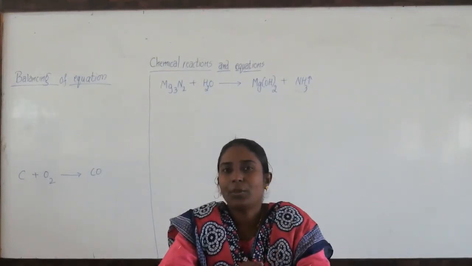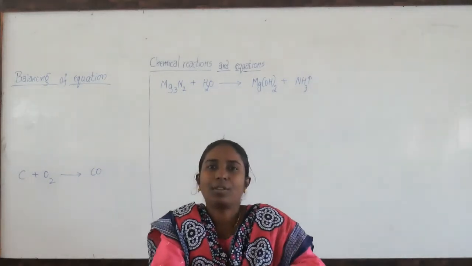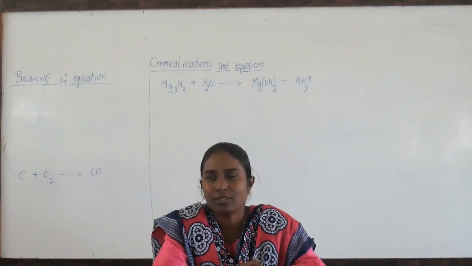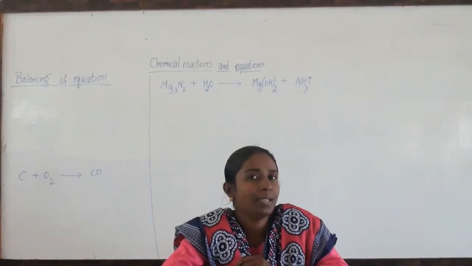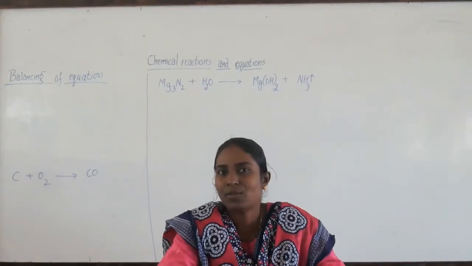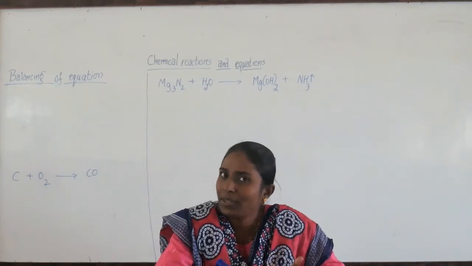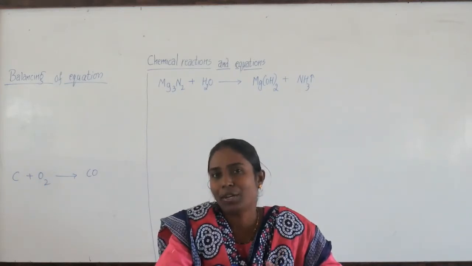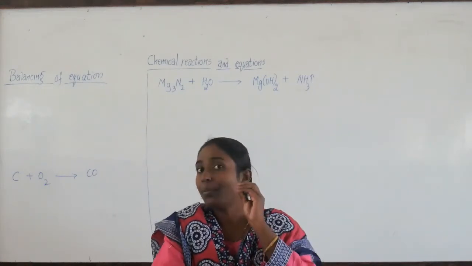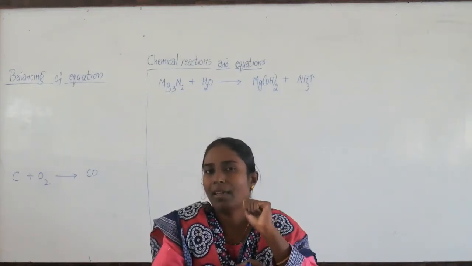So we are continuing the chapter chemical reactions and equations. In the previous class we studied the things that are required in chemical reactions. One more important thing I had told you, remember? Law of conservation of mass. What is the law of conservation of mass? Matter can neither be created nor be destroyed in a chemical reaction. So as you remember, matter can neither be created nor be destroyed in a chemical reaction.